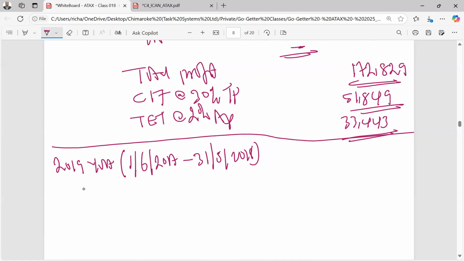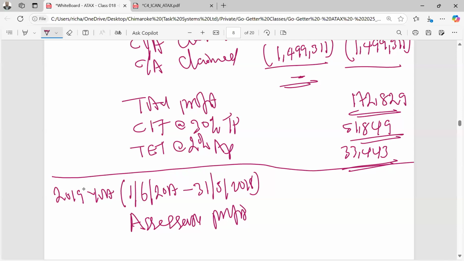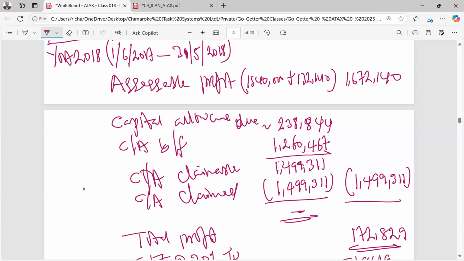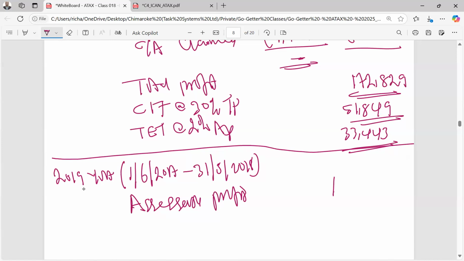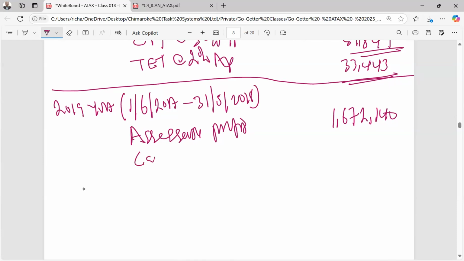So what we're going to do now is assessable profits. It's going to be the same thing we got here. 1,672,140. Okay. Your capital allowance. Okay, we don't have any carried forward, so let's say due.